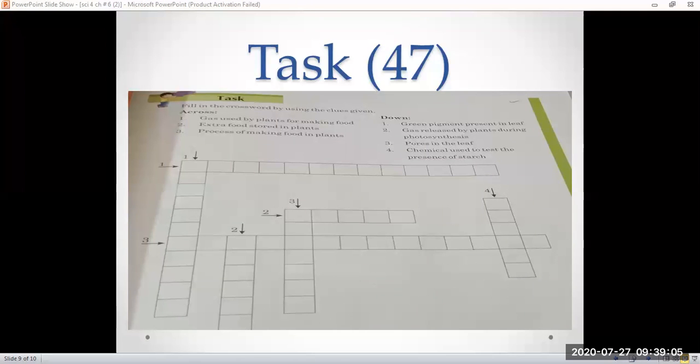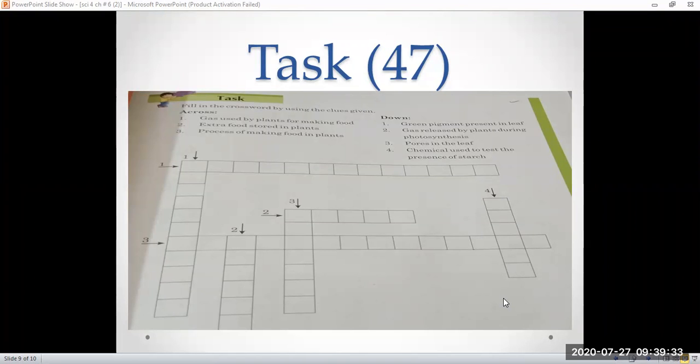So students, again I'm repeating from the first one across. Here is carbon dioxide. Then from down here is chlorophyll. From the second one here is sugar. Second one down here is oxygen. Third one across is photosynthesis. Fourth one down is stomata. Third one down is stomata, and the fourth one here is iodine.